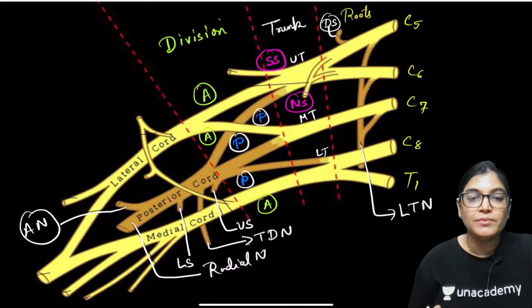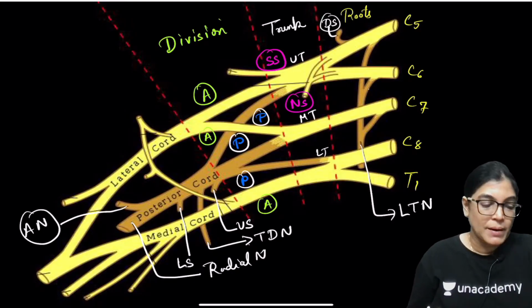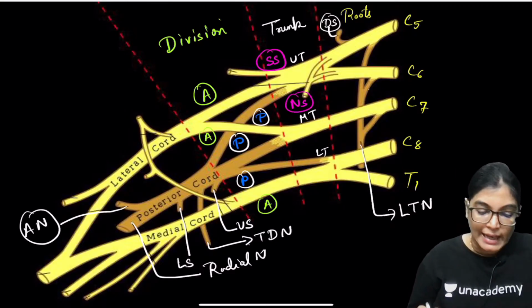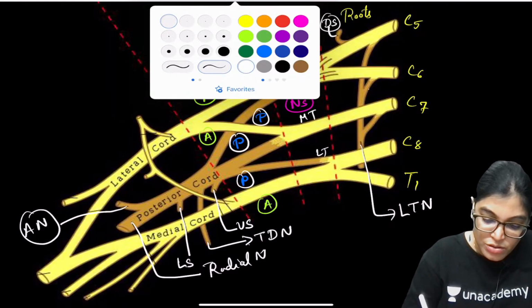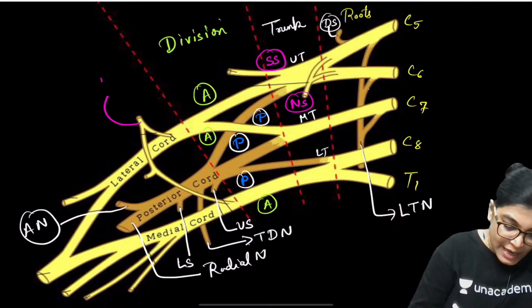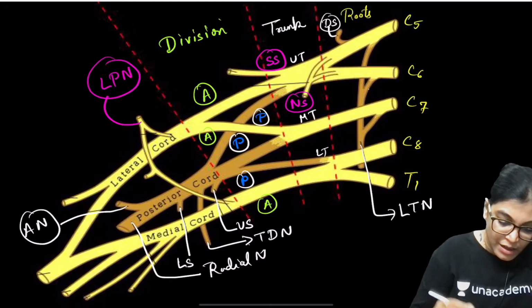AN for axillary nerve, radial nerve, upper and lower subscapular, and TDN means thoracodorsal nerve. Now moving to the branches of medial cord and lateral cord. So let's see firstly the branches of lateral cord. So lateral cord, this is LPN, lateral pectoral nerve.